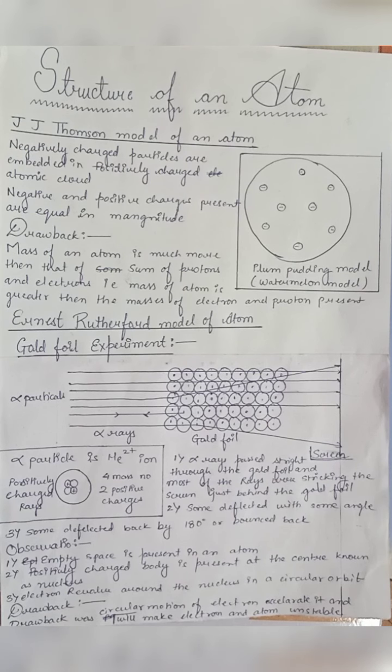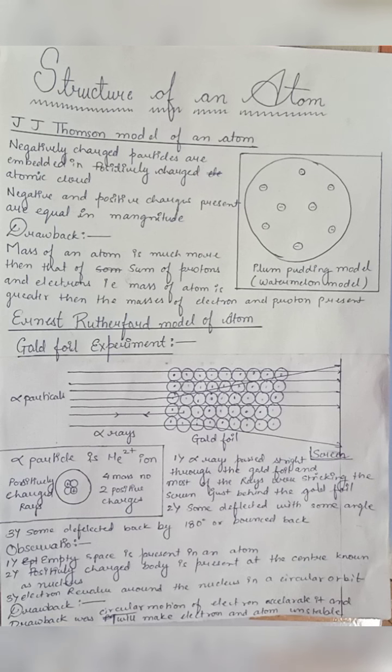Structure of an atom is based on the model proposed by a scientist named Niels Bohr. Before him, many scientists tried to explain the structure of the atom, but they failed due to some drawbacks present in their model. Today we will discuss these models as well as the revolutionary gold foil experiment.